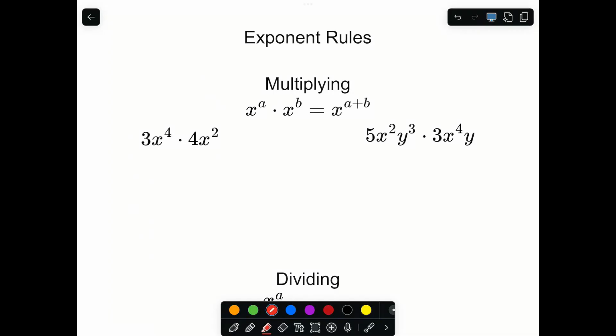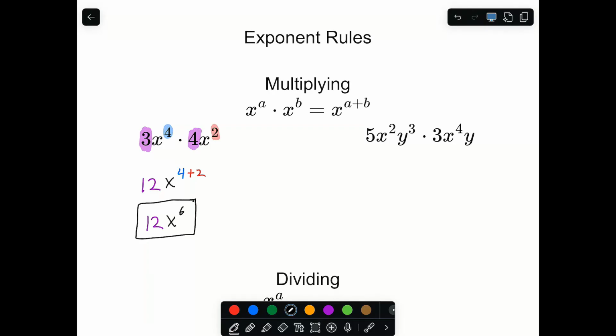So if we look at our first example here, we have these coefficients, the numbers out in front. I'm just going to multiply these two together, so 3 times 4, which is 12. And then I'm going to add my exponents together. So I have x to the fourth times x squared, which is just going to get me x to the 4 plus 2, which we can simplify 4 plus 2 to be 6. So my final answer would be 12x to the 6th.